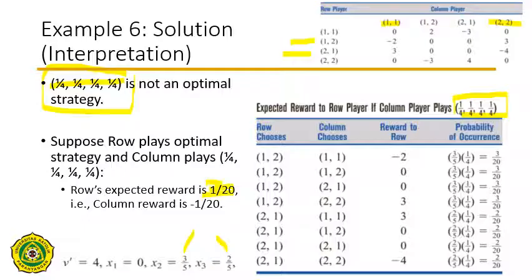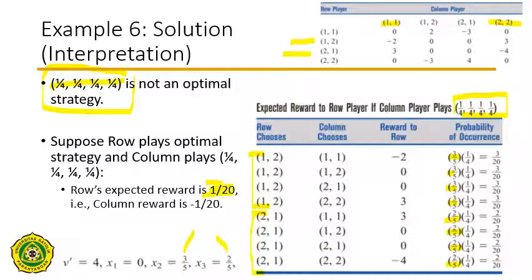Well, we just list out all the possibilities. So the row may choose either the second strategy or the third strategy. And then the probability of the row choosing the second strategy is 3 over 5. So we write down 3 over 5. And then the probability of the row choosing the third strategy is 2 over 5. So we write down 2 over 5 here.